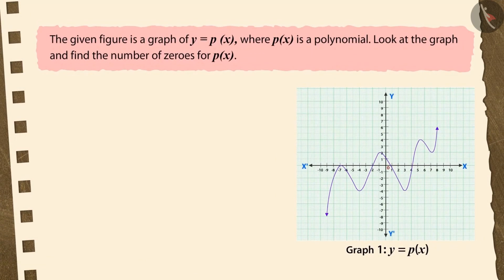Given figure is the graph of y = p(x). Look at the graph and find the number of zeros of the polynomial p(x). 3, 1, 5, 4. To solve this question, pause the video and then match your answer.